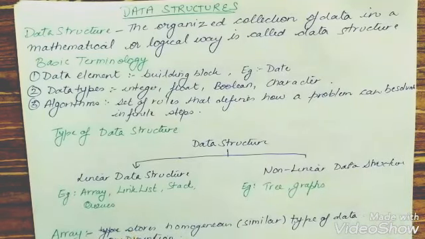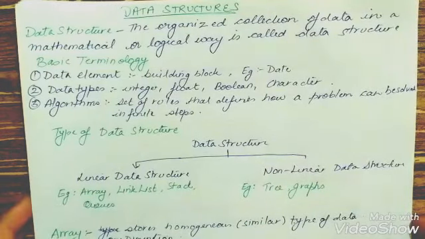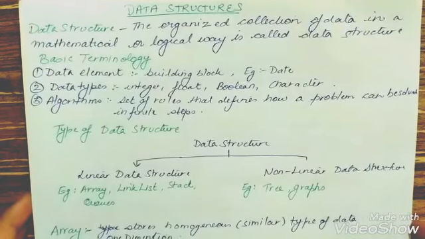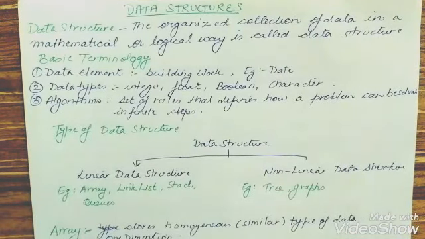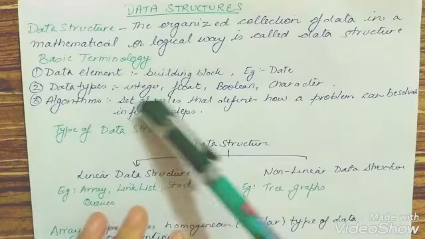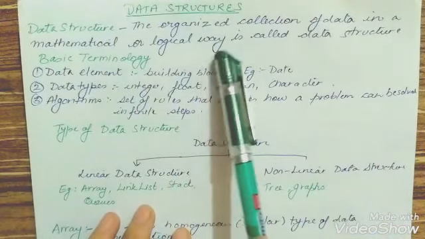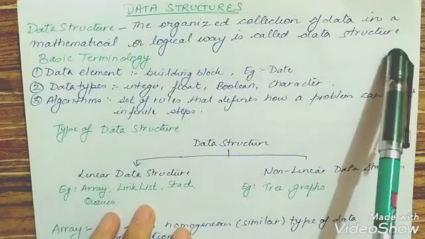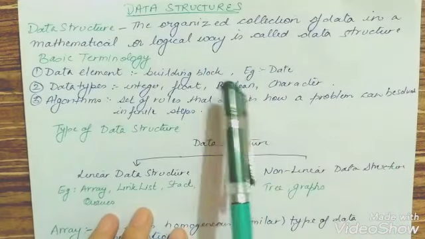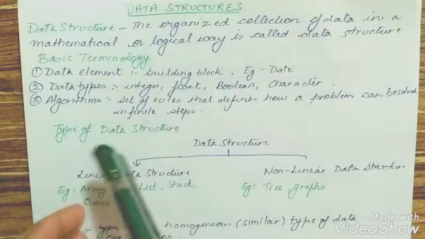So what do we mean by data structures? We know that we need to store our data, and for that we have been provided with a number of data types and a number of ways in which we can store it. So the organized collection of data in a mathematical or a logical way is called a data structure. Fine. So this is a way in which we store our data.